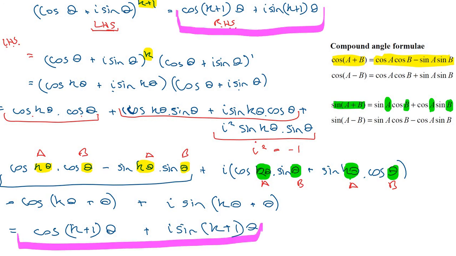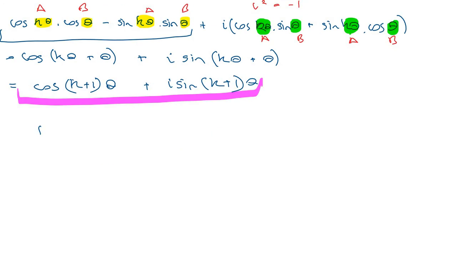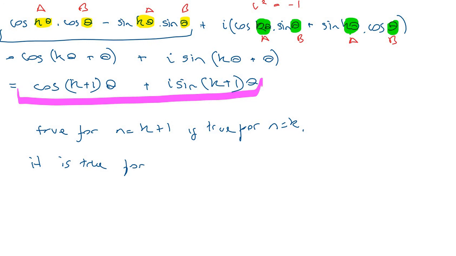So my left hand side does equal the right hand side, and therefore by induction I've proved de Moivre's theorem. That means it's true for n equal to k plus 1 if true for n equal to k. It is true for n equal to 1, and therefore it's true for all positive integers.